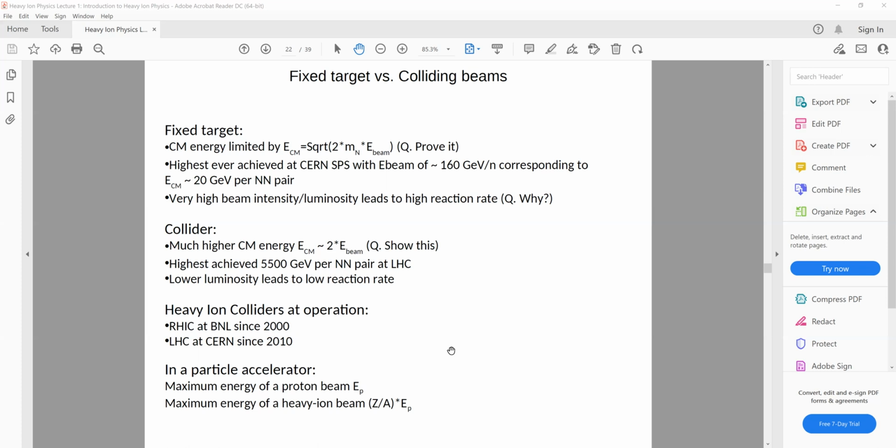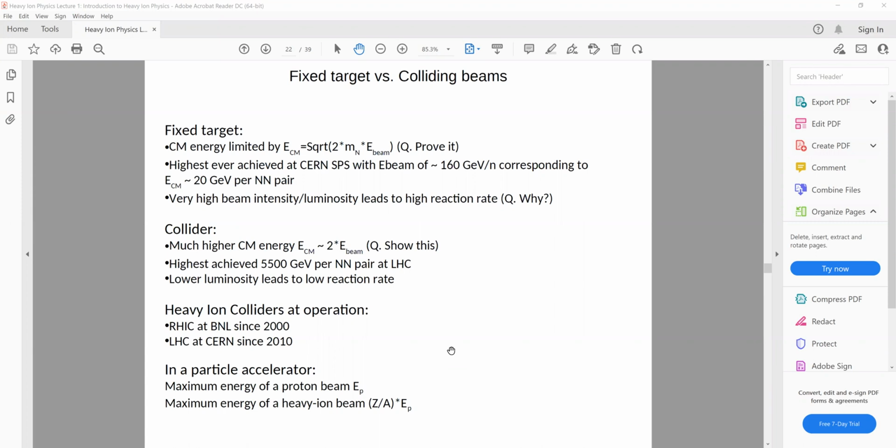Now, for any particle accelerator, suppose the maximum energy of a proton beam is EP, that is, the maximum energy up to which a proton beam can be accelerated. In the same machine, you cannot accelerate a heavy ion up to that energy. The maximum value depends on the charge by mass ratio, the atomic number and mass number of the nucleus, and it will be just Z by A times EP.